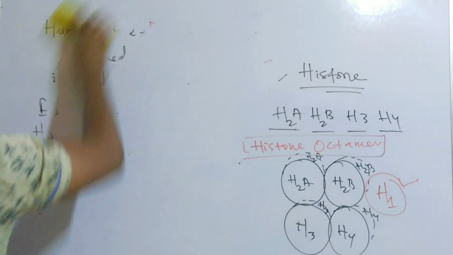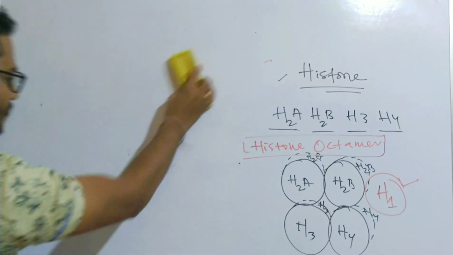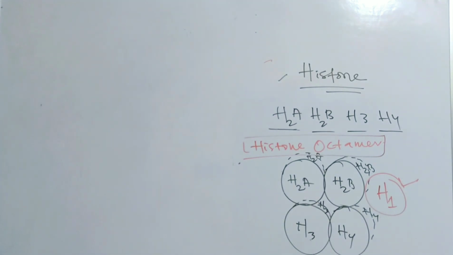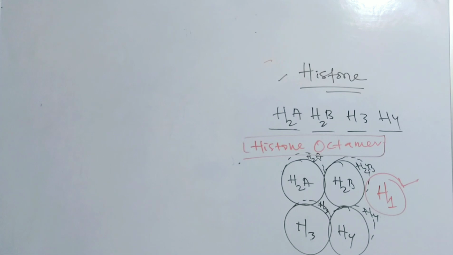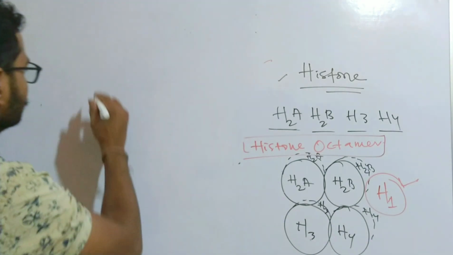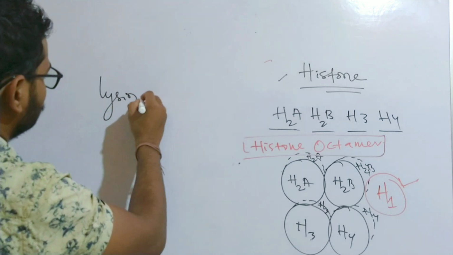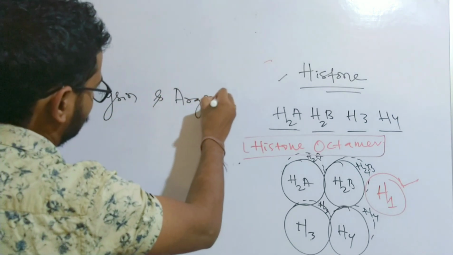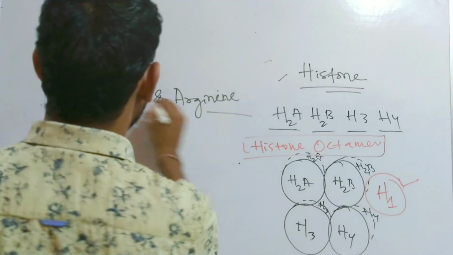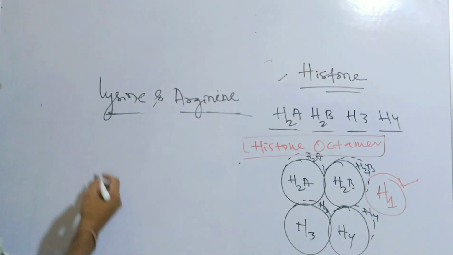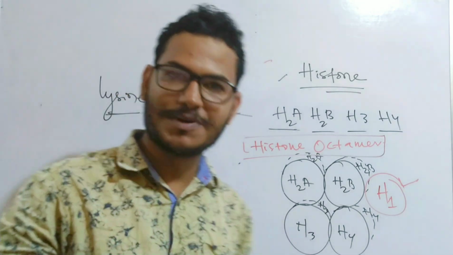So the histones are positively charged. The histone proteins are positively charged due to the presence of 2 different amino acids, lysine and arginine. Due to the presence of these two amino acids, lysine and arginine, the histone protein becomes positively charged.